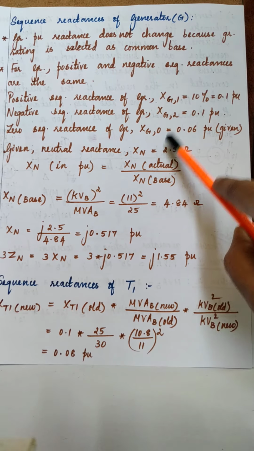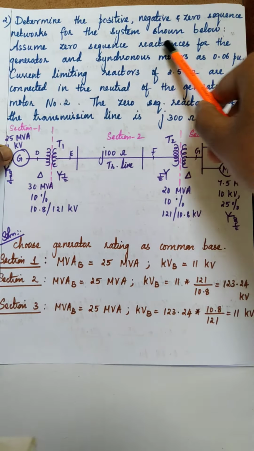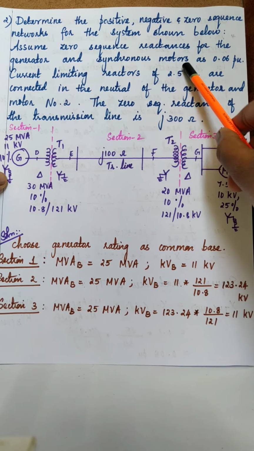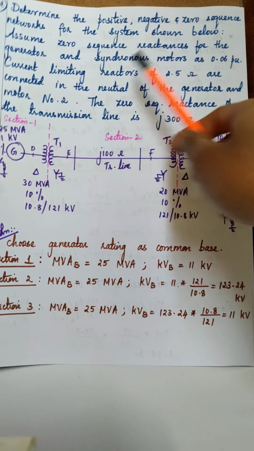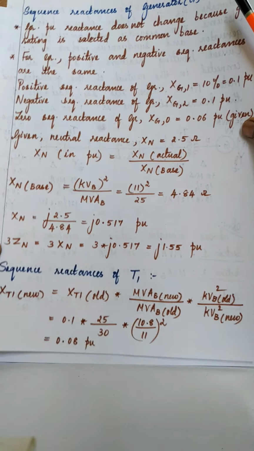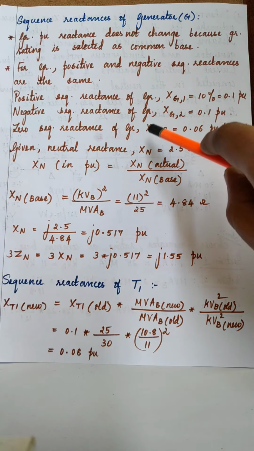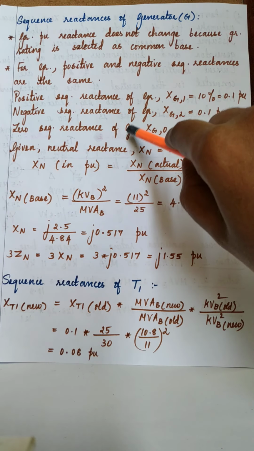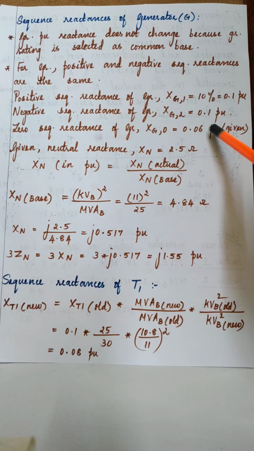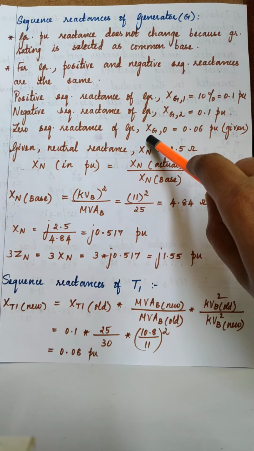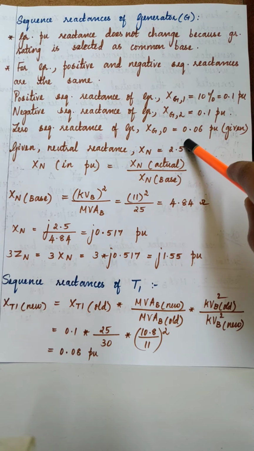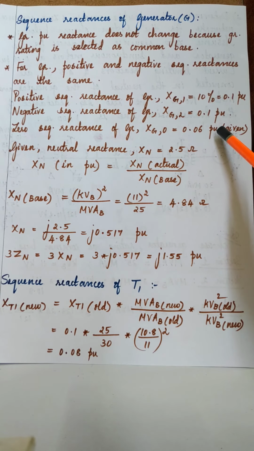But the zero sequence reactance is given separately. In the question itself, they had given zero sequence reactances of the generator and the synchronous motors as 0.06 per unit. So that is with respect to the old base. But we have selected generator rating as the new common base. Since we are concerned about calculating the new reactance of a generator, it will not change. So zero sequence reactance of generator Xg0 is equal to j0.06 per unit.